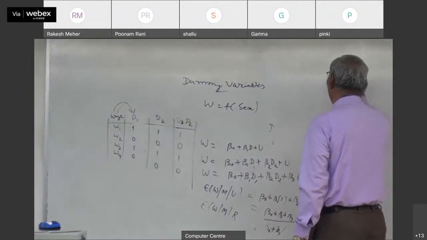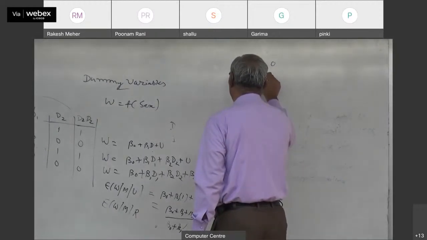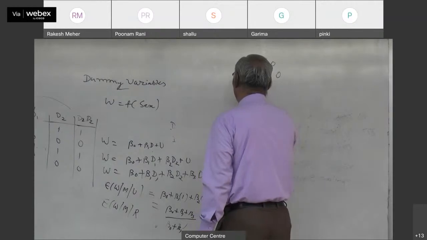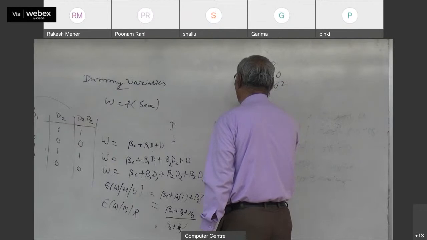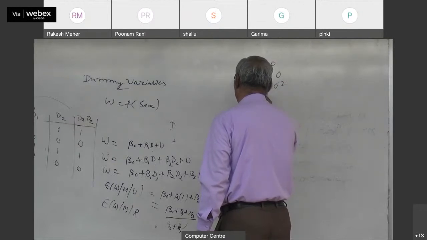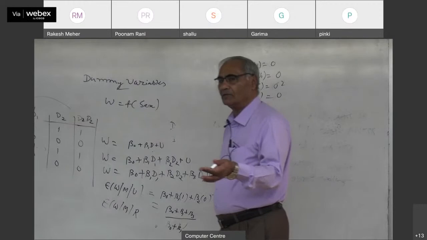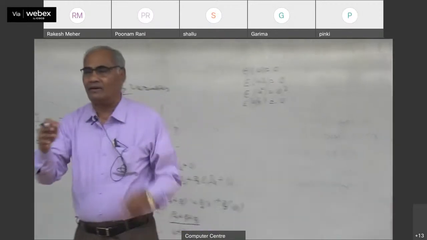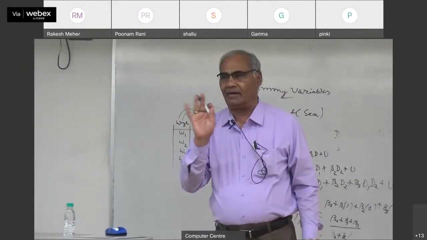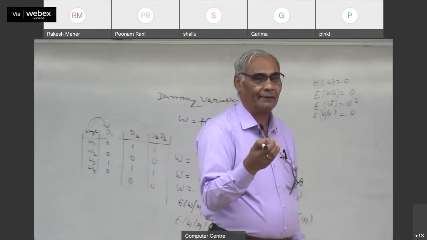Assumption of the U is what? Expected value of U is equal to 0. Expected value of Ui Uj is equal to 0. Expected value of Ui square is constant, homoscedasticity, and expected value of U with respect to different x, that is D, is equal to 0. We are assuming the same assumptions. Clear? The dummy variable will not affect the distribution of the error term. This is our assumption. But there is a possibility of dummy trap.